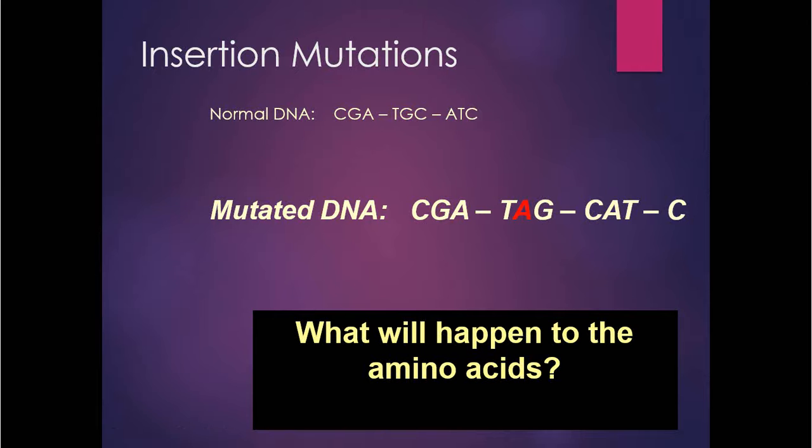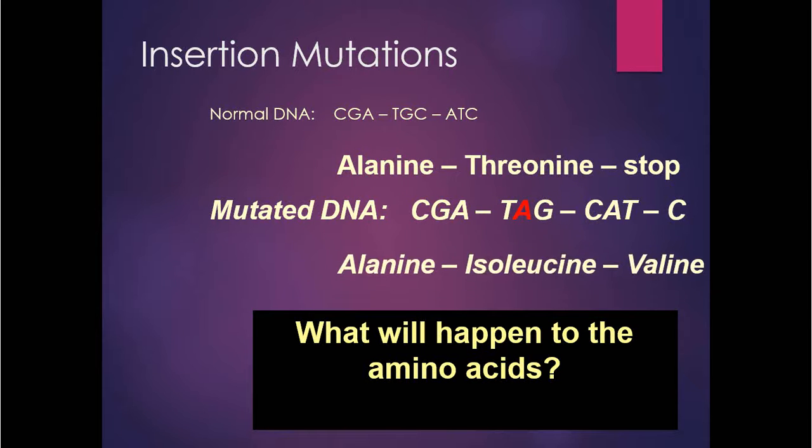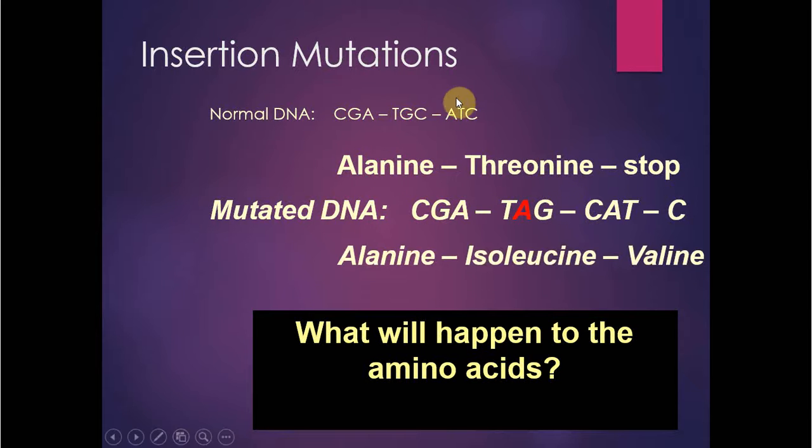What will happen to the amino acid? The amino acid will change. For example, the TGC codes for threonine. When a base is added, now it will become TAG and it will code for isoleucine.